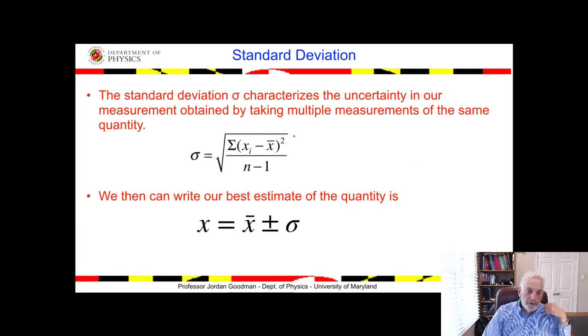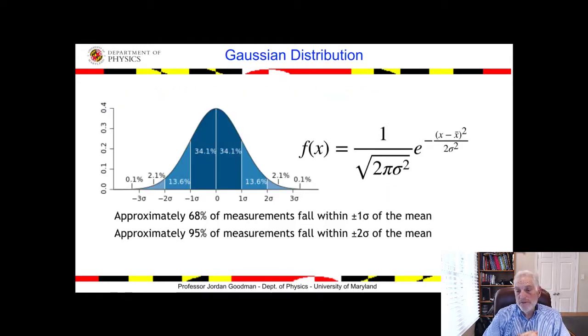This was our formula for the standard deviation, and we can write that our best estimate for the quantity is the average value we got plus or minus sigma, the standard deviation. So what does this sigma tell us? Well, sigma is often used in terms of the Gaussian distribution. The Gaussian distribution, or bell curve, is something which you're familiar with from grading and other places like this. It's used in a lot of things. And in a moment, we'll talk about why the central limit theorem tells us this is the right distribution to use.